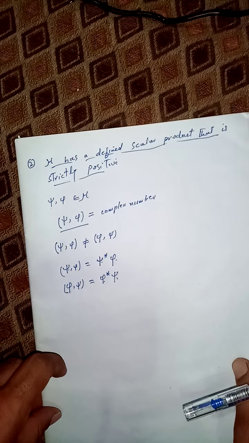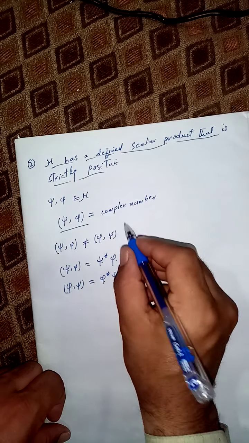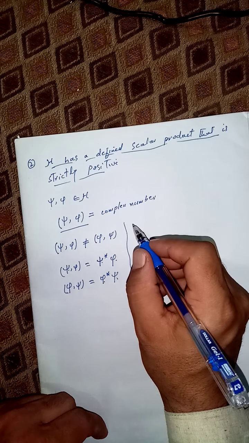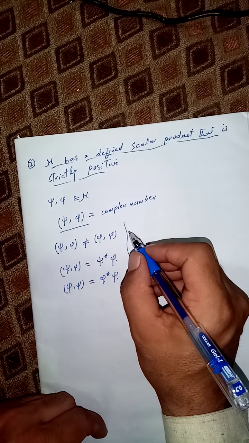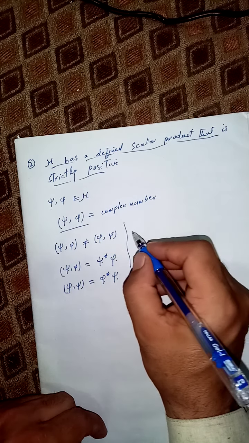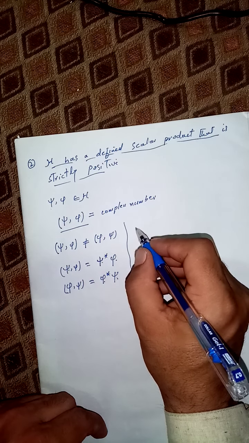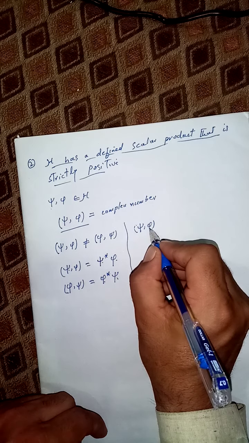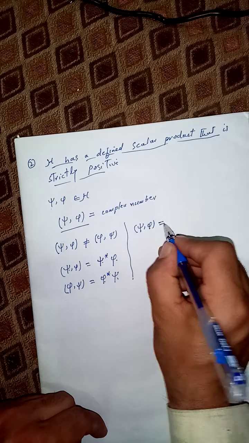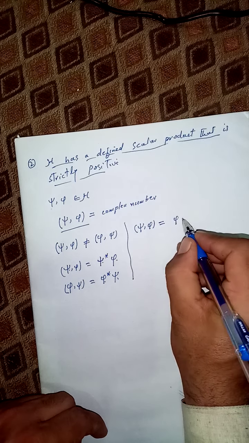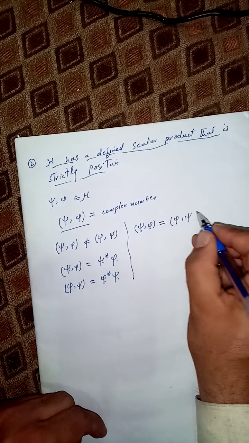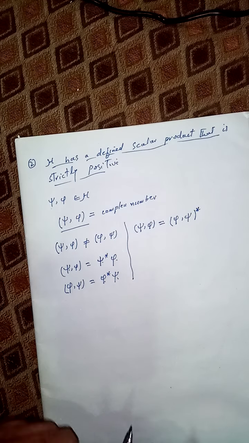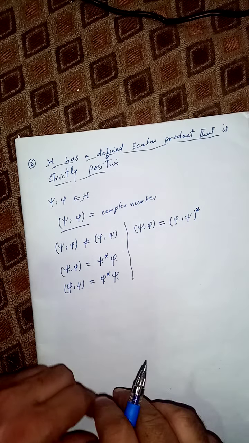This is one of the properties. The second property is that the scalar product of psi with phi, psi over phi, is equal to the scalar product of phi with psi only if we take the complex conjugate of this whole scalar product. We will prove it now.